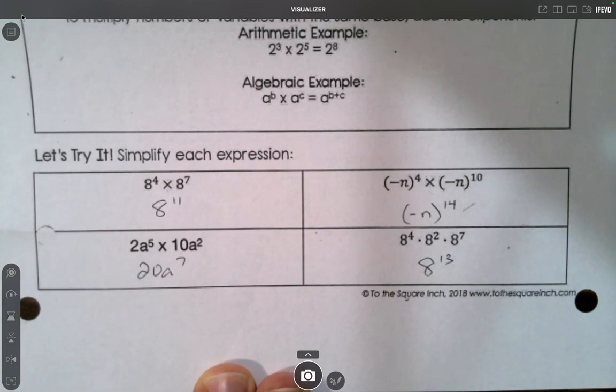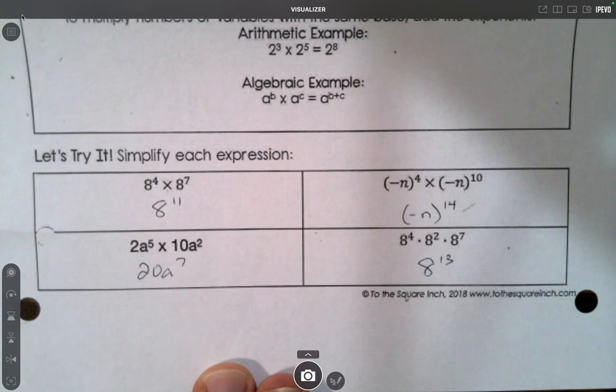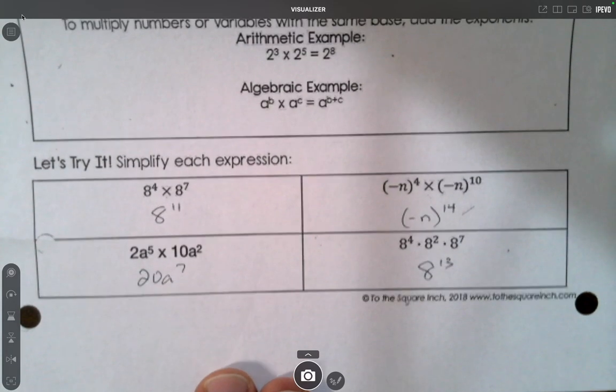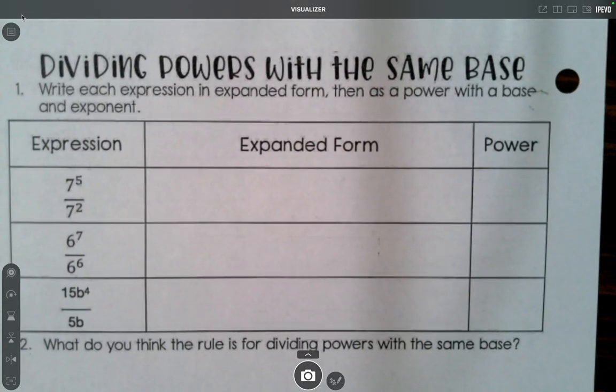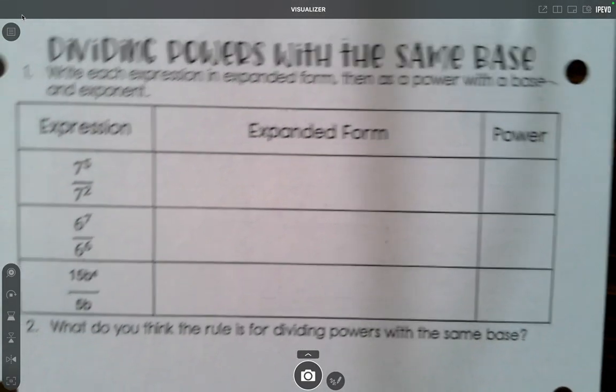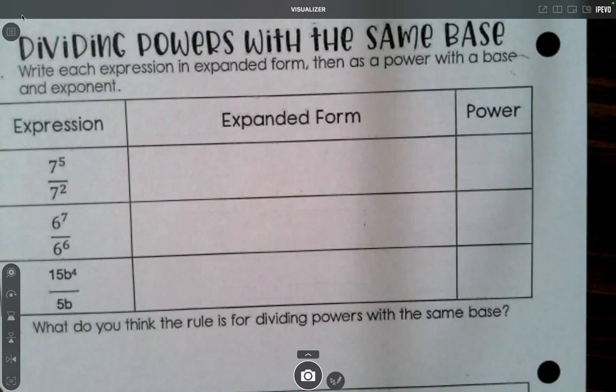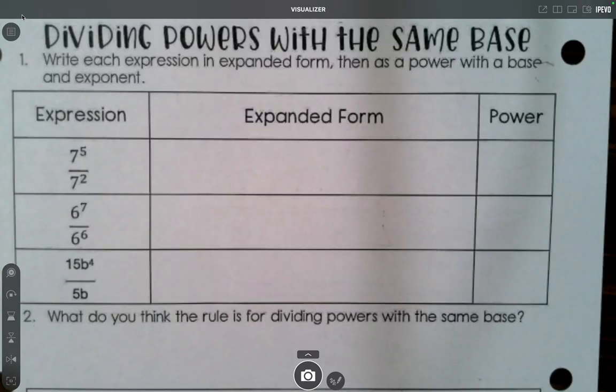So if you're multiplying two things together with the same base, no matter if it's number or variable, all you do is add the exponents together. So I bet lots of you can figure out then what's going to be the pattern when we're dividing powers with the same base. Now you may already have a hint, and that's great, but let's do this in expanded form so we can see visually what's going on.